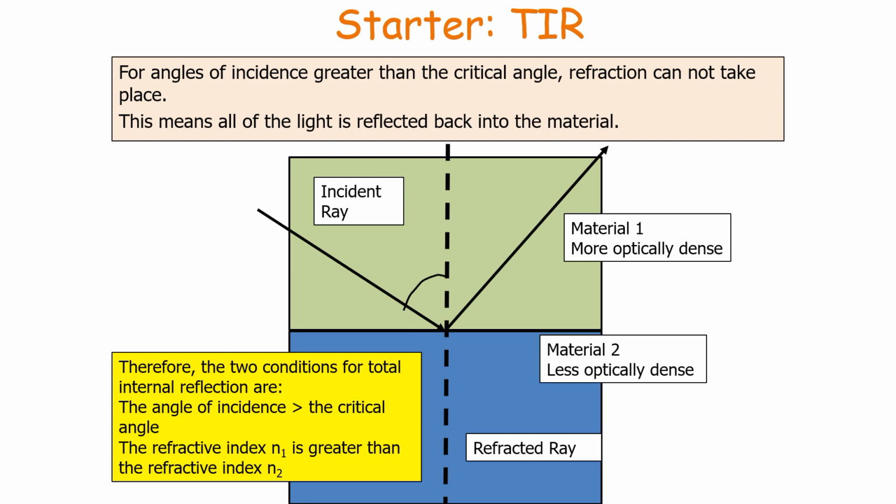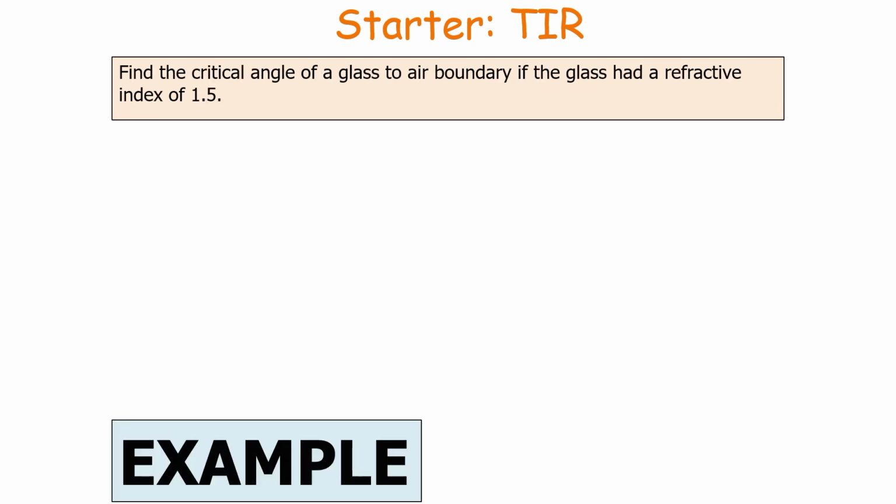the refractive index n2. So a question could ask you to find the critical angle of the glass to air boundary if the glass had a refractive index of 1.5. So we say sine critical angle equals n2 over n1.